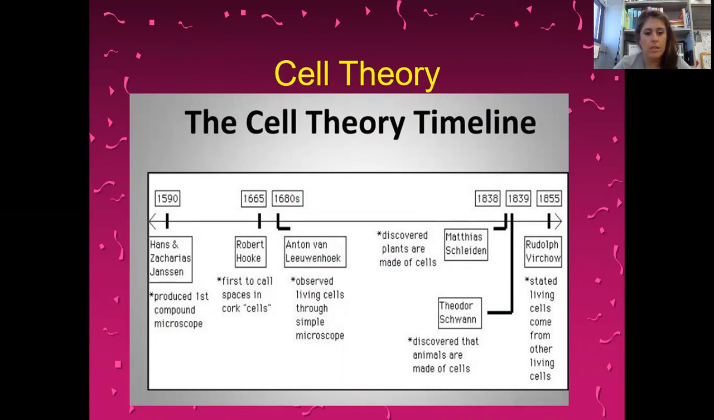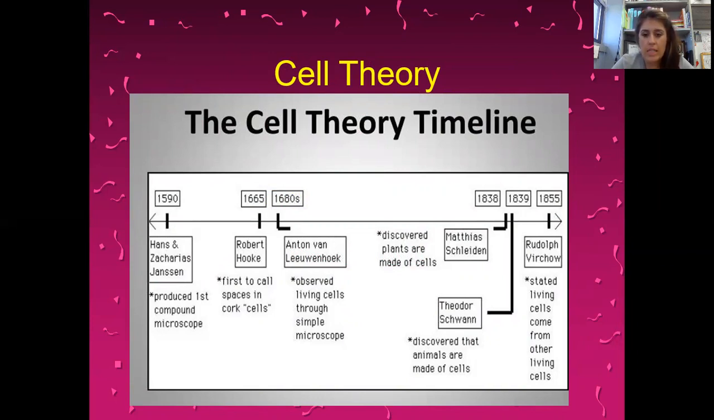and he called those little cork cells. Then in the 1680s, Antoine van Leeuwenhoek observed living cells through a simple microscope. And he looked around and he saw these little things called animalcules because he saw these little things moving. So at that moment, we discover that the basic unit of life is cells, is the main thing you notice at this time.